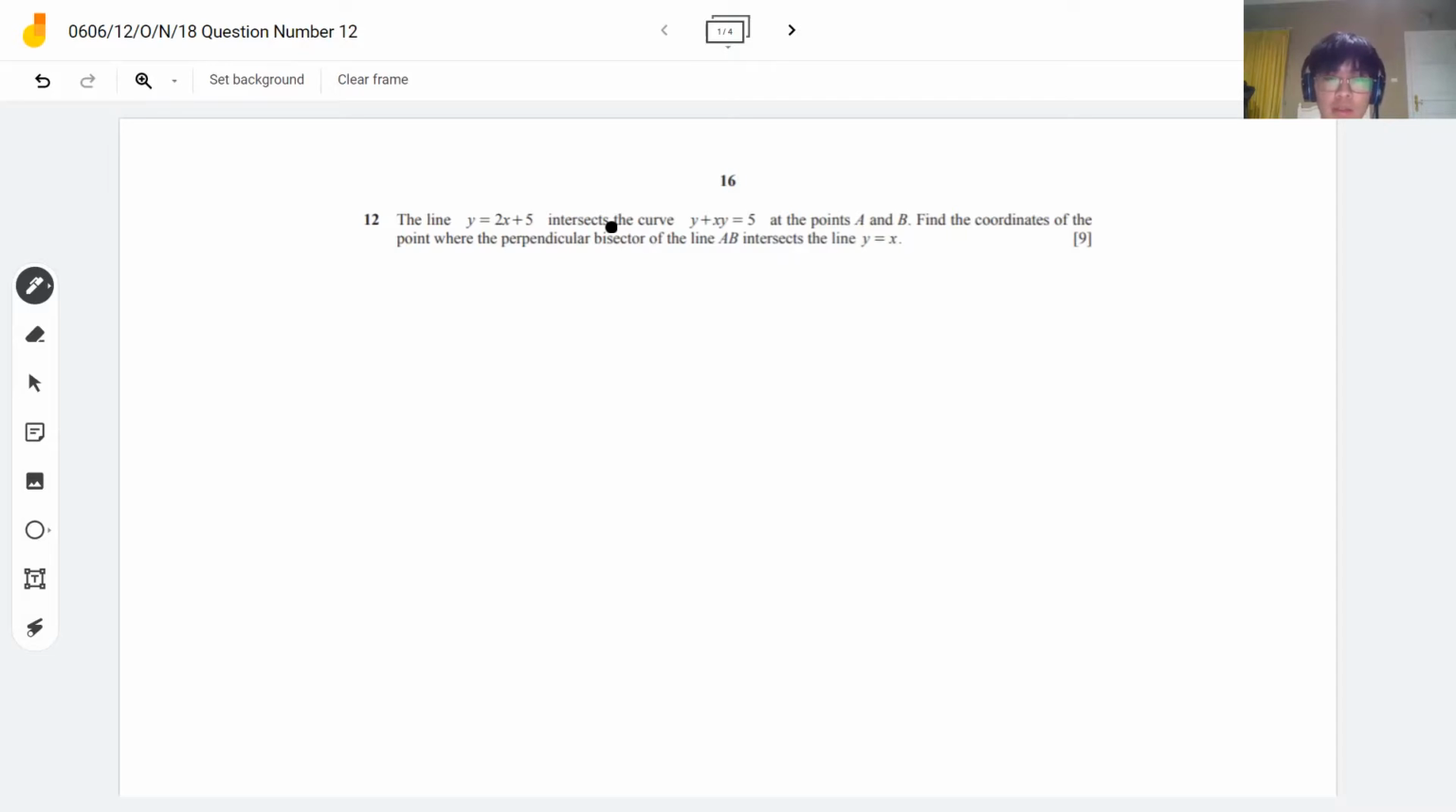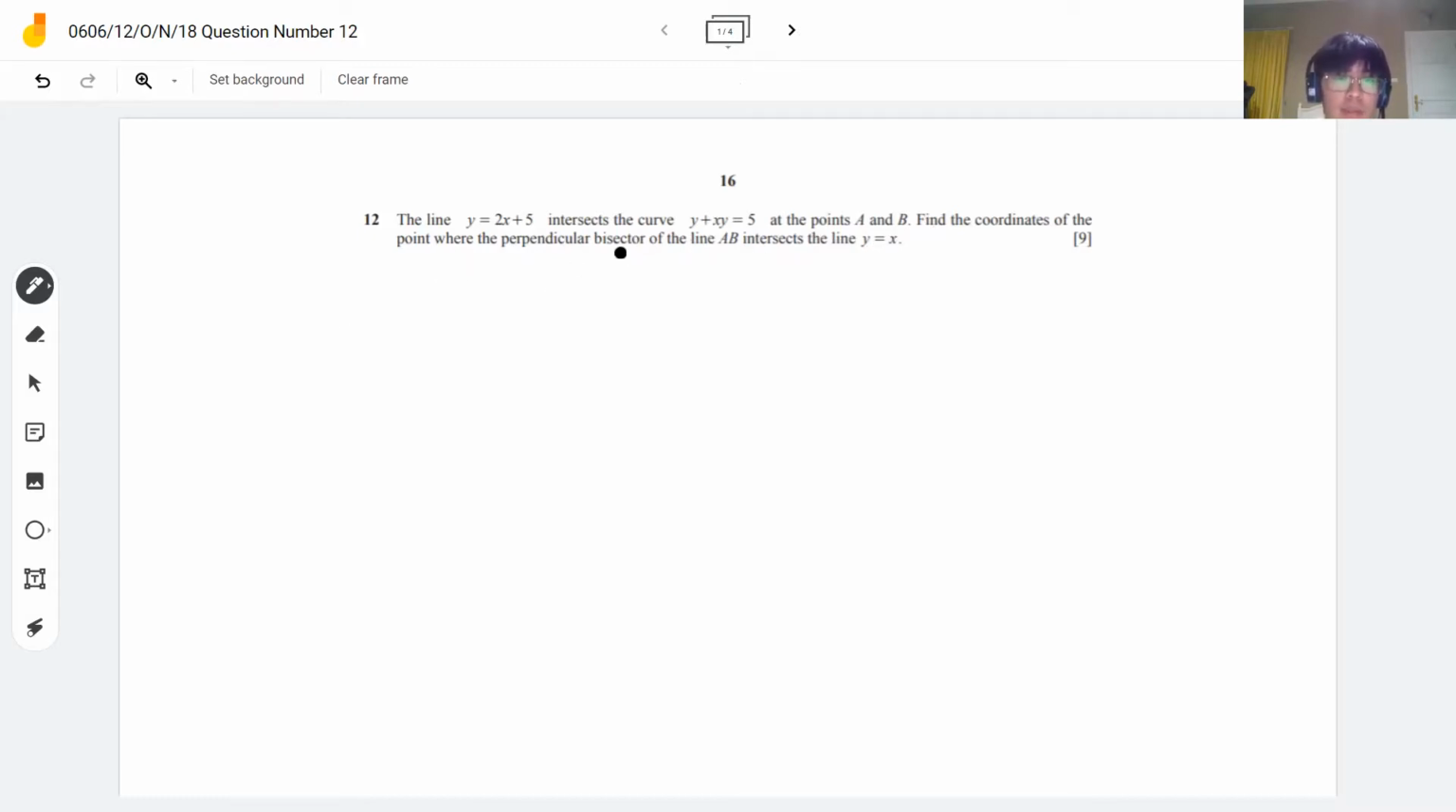So what we need to do is split this question into 4 parts. The first part is to find the coordinates of A and B. The second part is to find the gradient and the midpoint of the line AB. The third part is to find the equation of the perpendicular bisector using the gradient and midpoint. And fourthly, we find the coordinate where that line intersects the line y equals x. So let's get on with the first part.